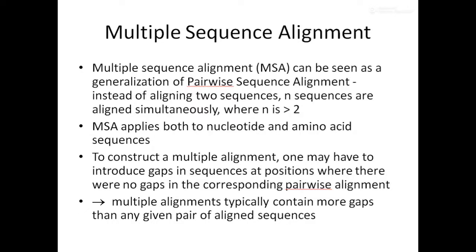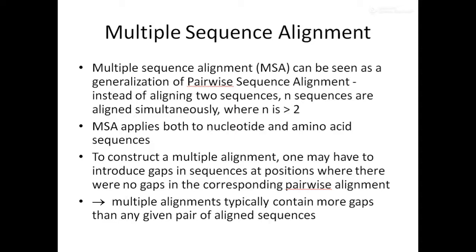Similarly, you can also do a multiple sequence alignment. What is a multiple sequence alignment? You take more than two sequences, and n sequences are aligned simultaneously, where n is greater than 2. This can be both nucleic acids as well as amino acids. To construct a multiple sequence alignment, one may have to introduce gaps into the sequences at positions where there are no gaps in the corresponding pairwise alignment. Multiple alignments typically contain more gaps than any given pair of aligned sequences.